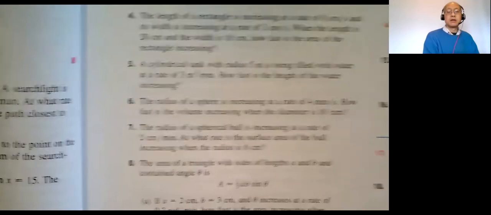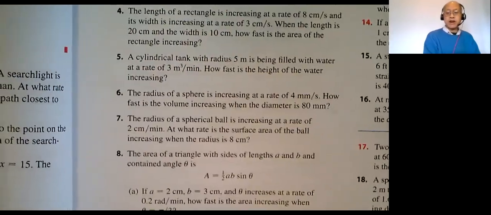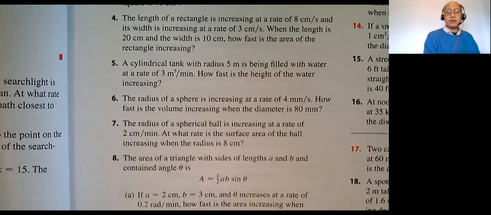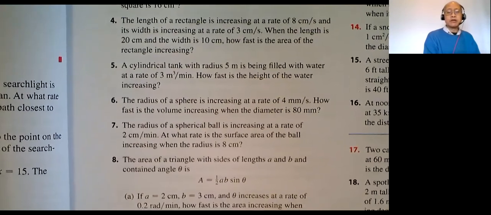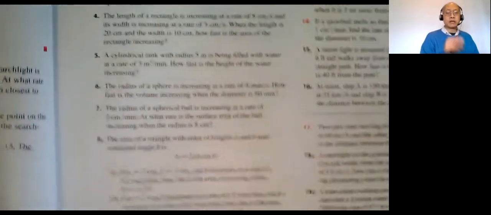All right, 5. A cylindrical tank with radius 5 meters is being filled with water at a rate of 3 meters cubed per minute. How fast is the height of the water increasing?